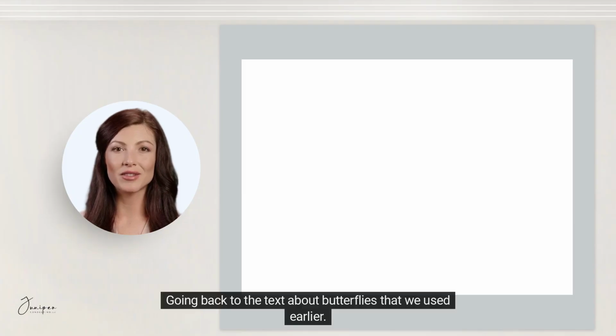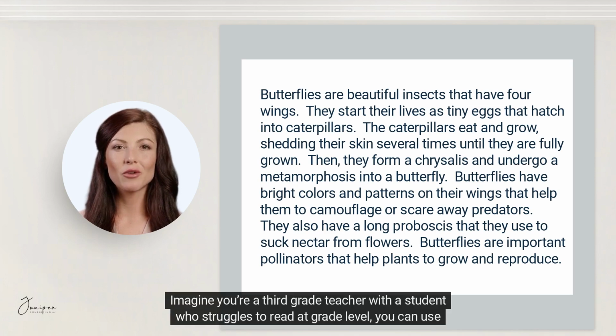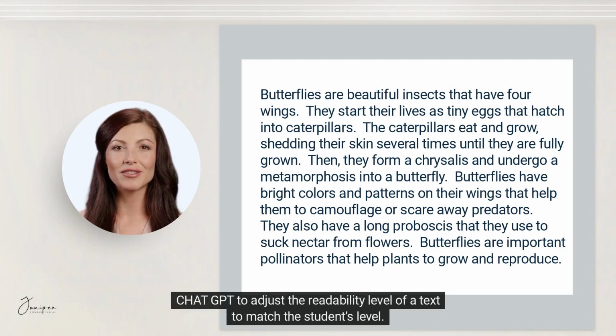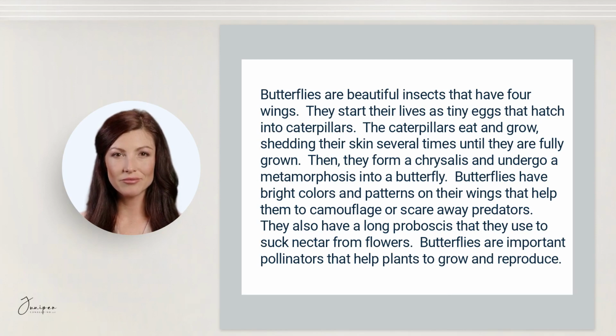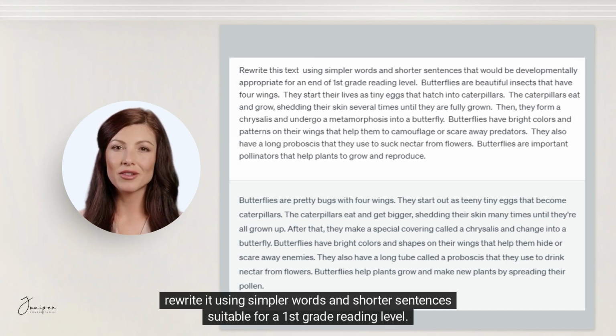Going back to the text about butterflies that we used earlier, imagine you're a third-grade teacher with a student who struggles to read at grade level. You can use CHAT GPT to adjust the readability level of a text to match the student's level. For example, you can copy a grade-level text about butterflies into the chat bar and ask CHAT GPT to rewrite it using simpler words and shorter sentences suitable for a first-grade reading level.